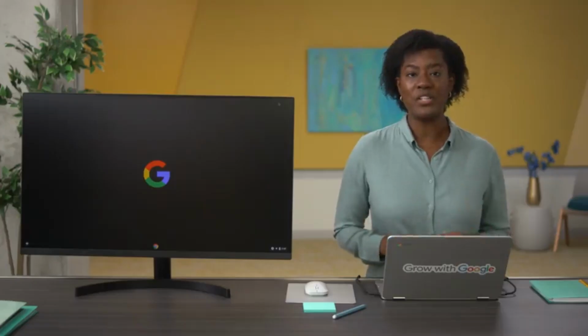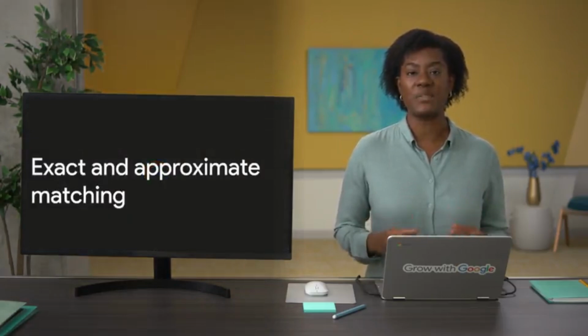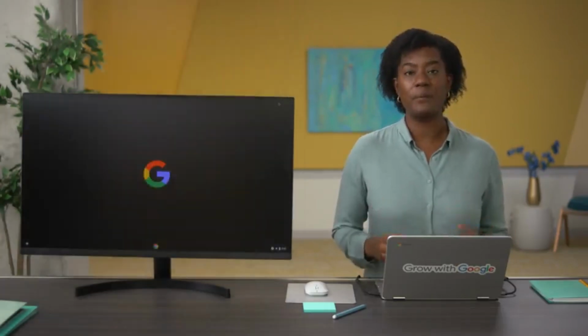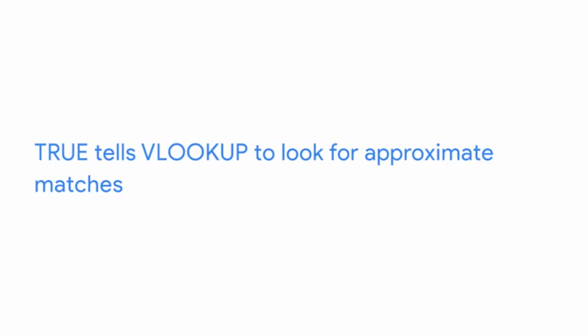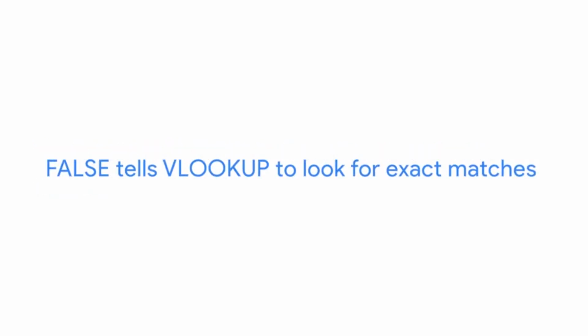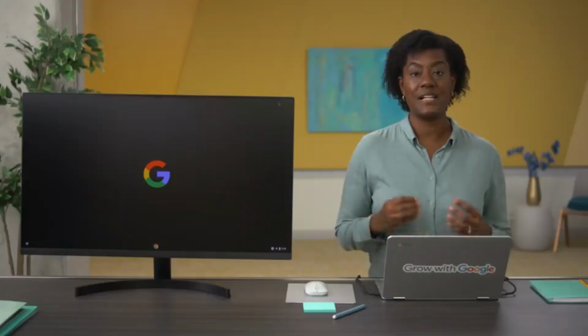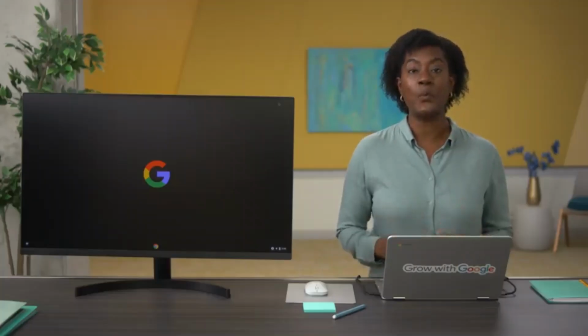The final problem we'll talk about has to do with exact and approximate matching. When using VLOOKUP, you're likely to get different results depending on whether you enter the word true or false within your function. True tells VLOOKUP to look for approximate matches, and false tells VLOOKUP to look for exact matches. So if a function looks like this, it's telling VLOOKUP to find the closest match to the text or number we're looking for. It's important to note that VLOOKUP starts at the top of a specified range and searches downward vertically in each cell to find the right value.